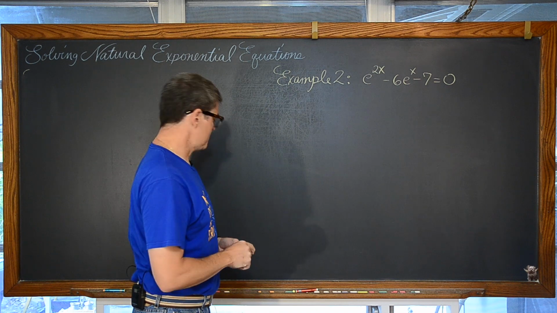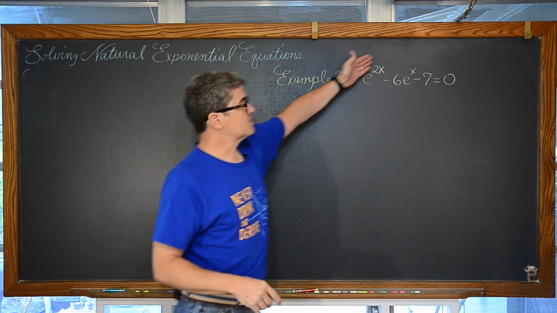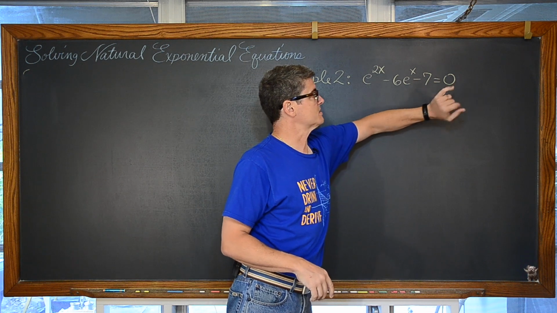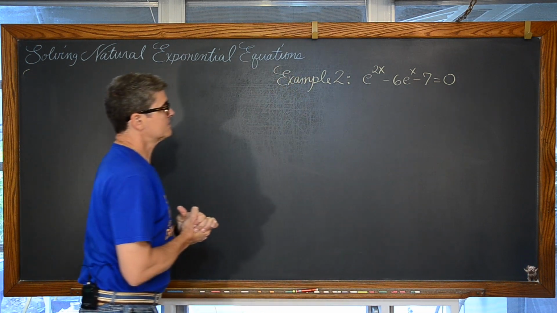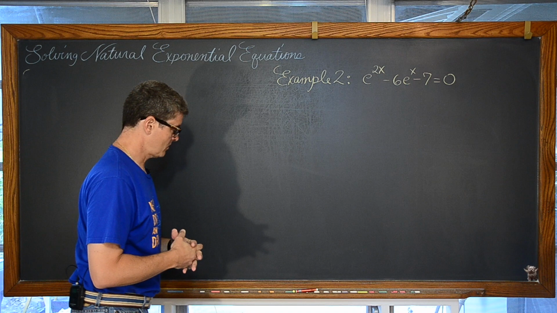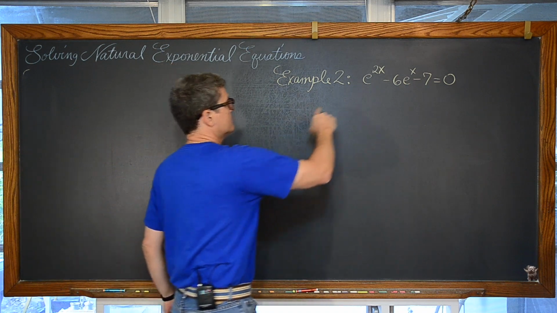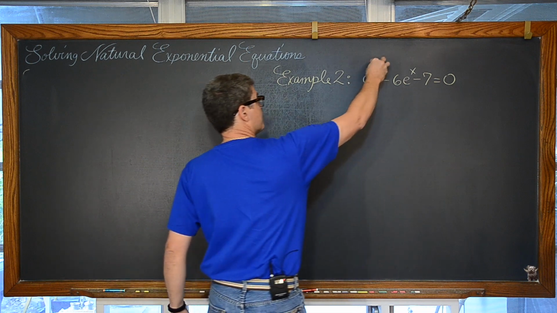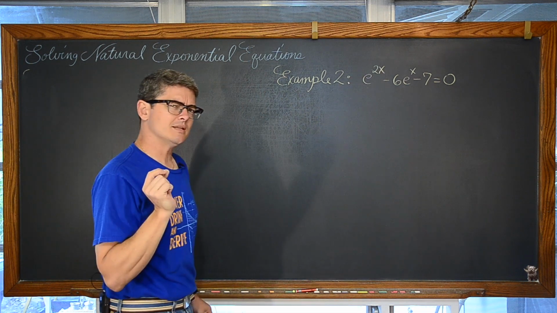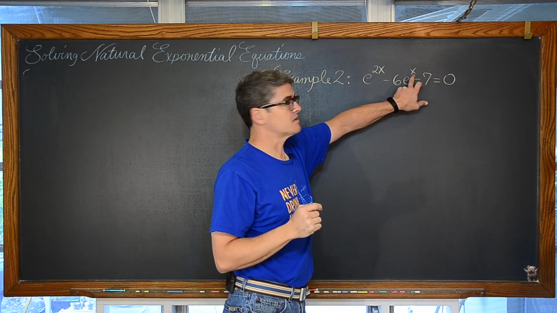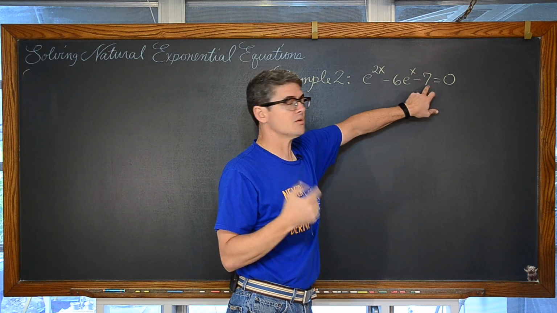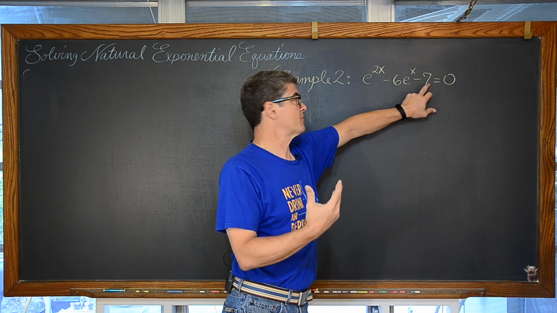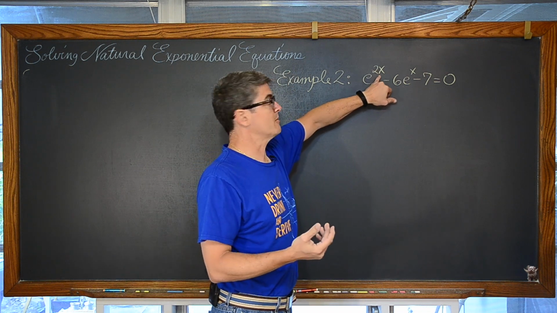Over here with example 2, we have e to the 2x minus 6 times e to the x minus 7 is equal to 0. And how are we going to solve this? Well, we've got 3 terms. We've got a first exponent, which is twice as big as the second exponent, and then we don't have that exponent showing up at all. Now, e is not an exponent, but we have a variable in the exponent.